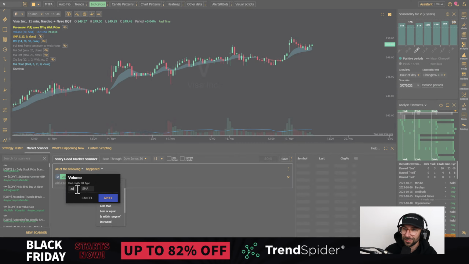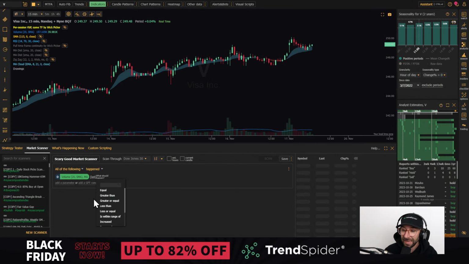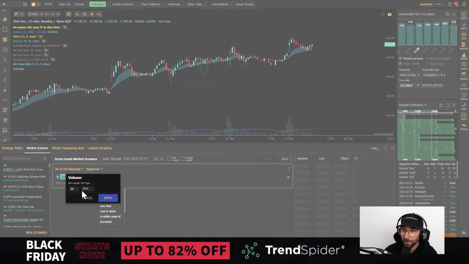We can, of course, change this. I can make this a different length. I can make this either an SMA or an EMA. But volume MA is the average volume over the period of time that you have defined. So the 20 SMA, average volume.